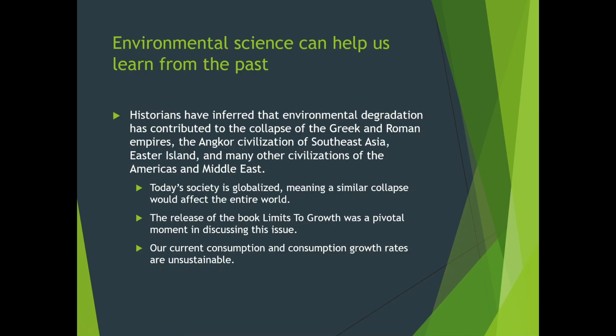The release of the book Limits to Growth was a pivotal moment in discussing this issue. Okay, so Limits to Growth is a book that was put out in 1969, I believe. And what it did is it calculated the ecological footprint and it showed that we were at that one world and we needed to do something. A lot of people pooh-poohed this. And we look at the statistics today and it shows that they were actually right on track. We might not have the famine and all the stuff that they kind of foreshadowed, but it doesn't mean that famine and stuff really isn't happening. We just have to look a little bit closer.